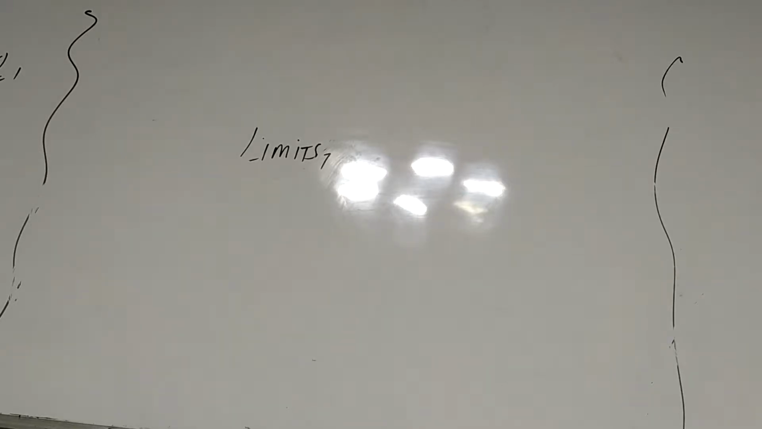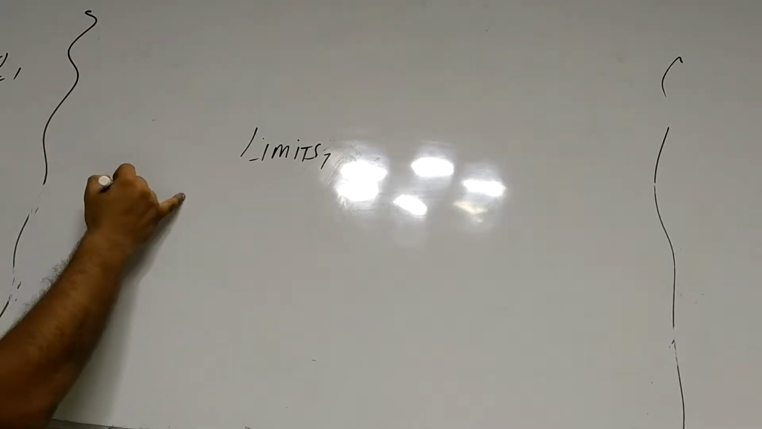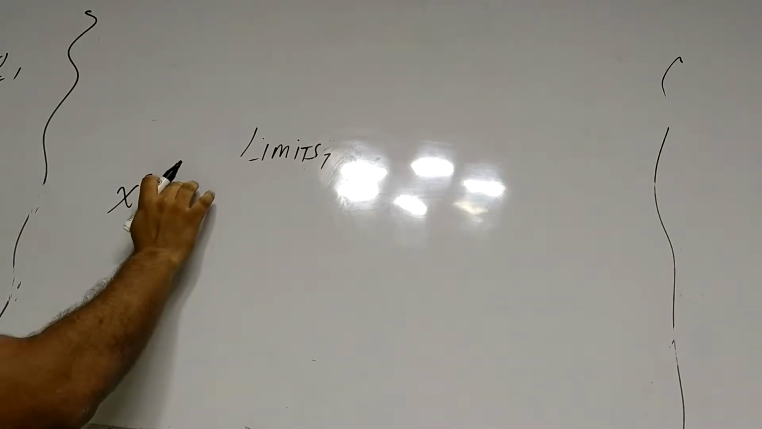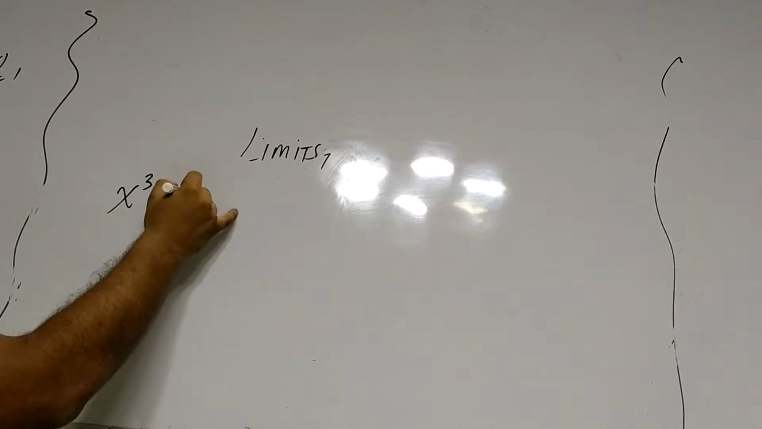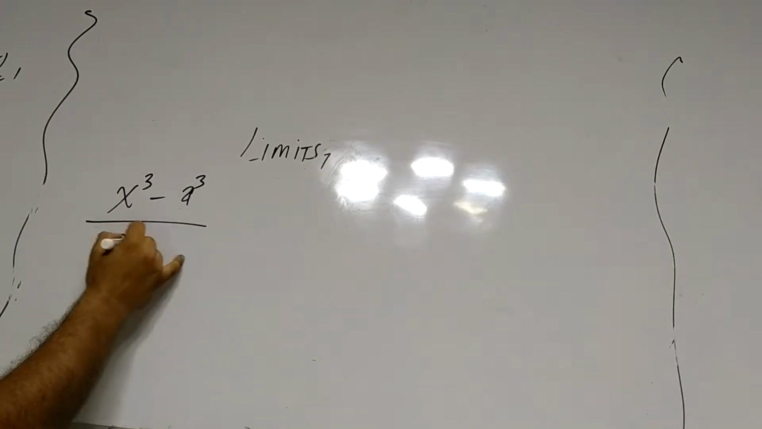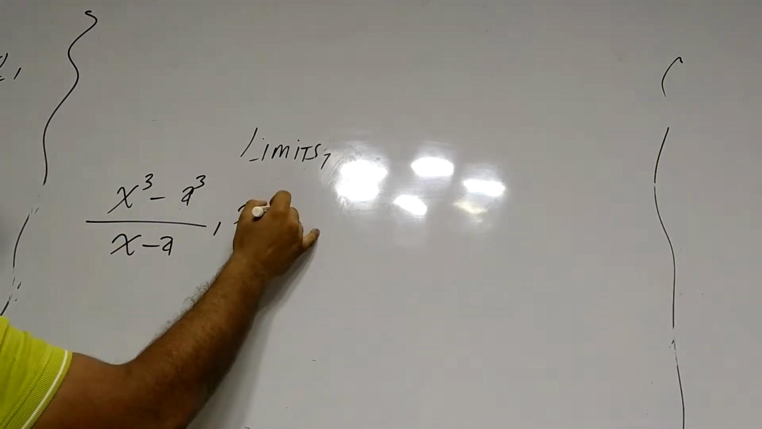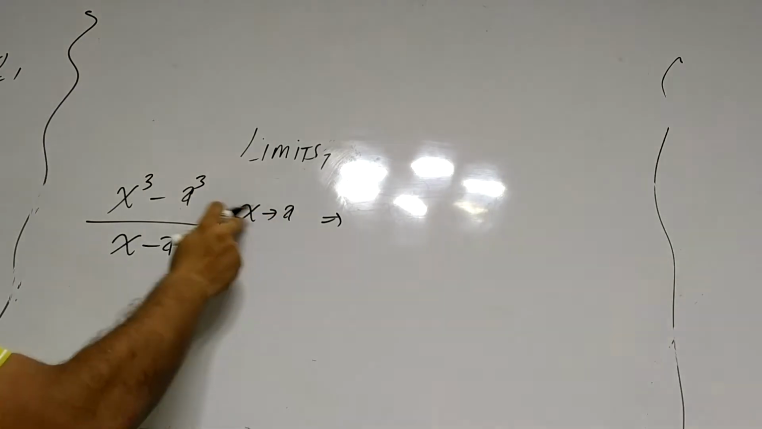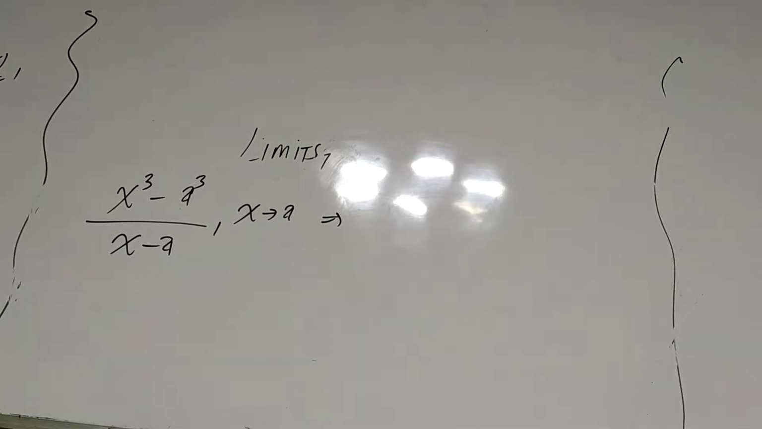Very interestingly, if you see x cubed minus a cubed, over x minus a, and you want to find the limit as x tends to a, you have the opportunity to put a cubed minus a cubed in the numerator, which gets 0. In the denominator you put a minus a, which is 0. So you are getting 0 upon 0, right?